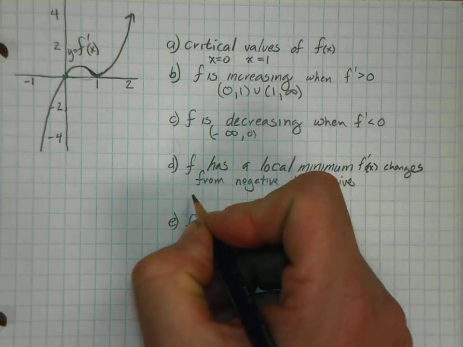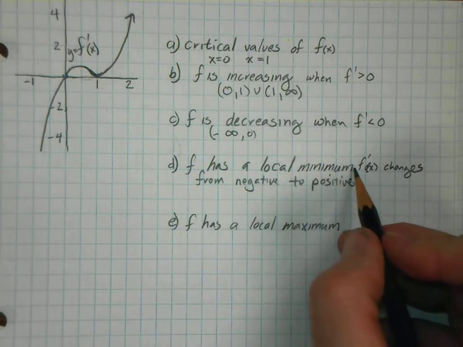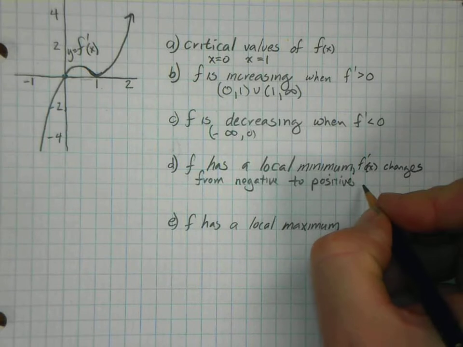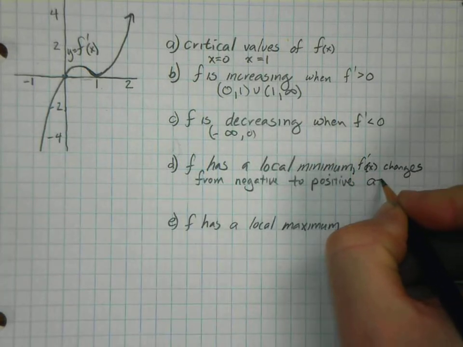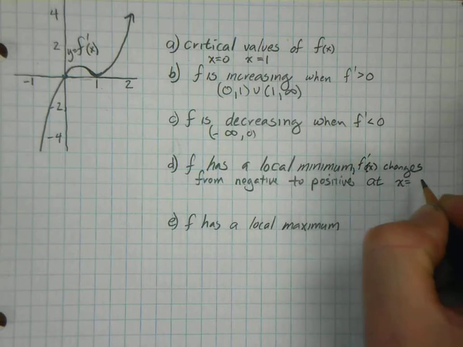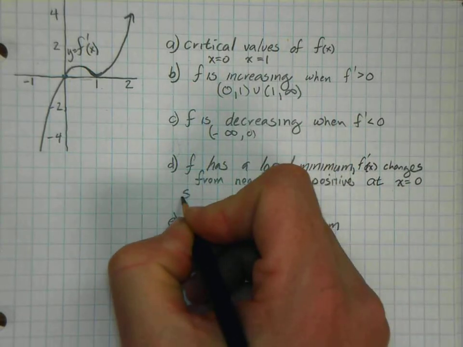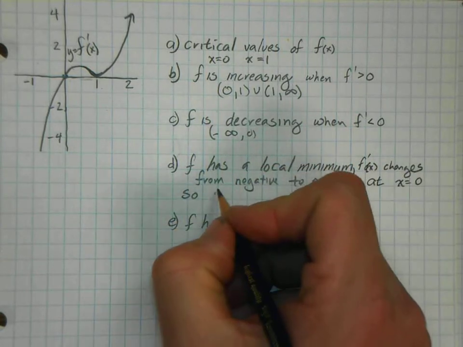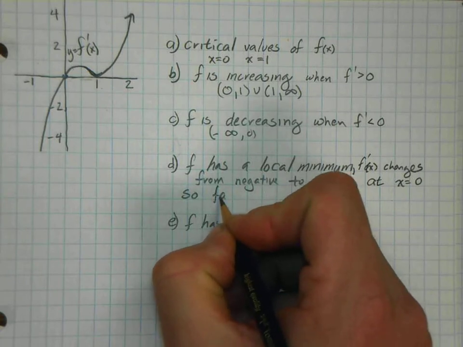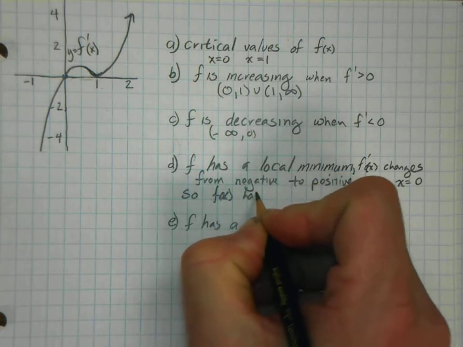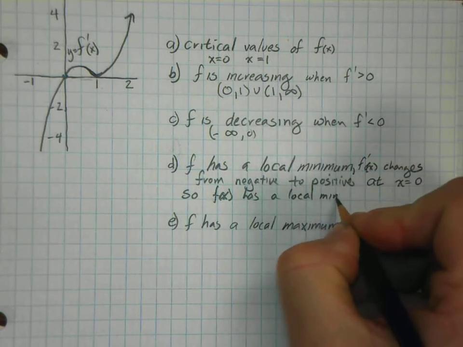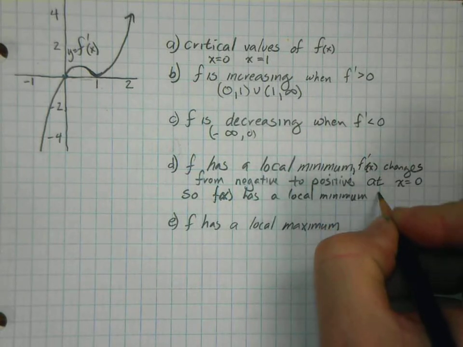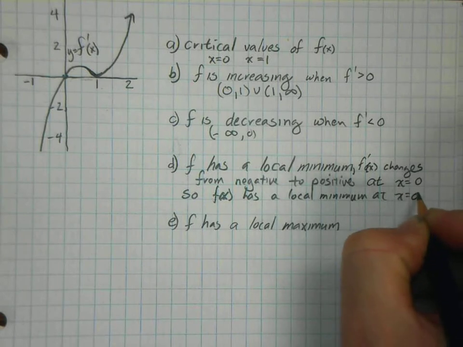So that's f has a local minimum. F prime changes from negative to positive at x equals 0. So f has a local minimum at x equals 0.